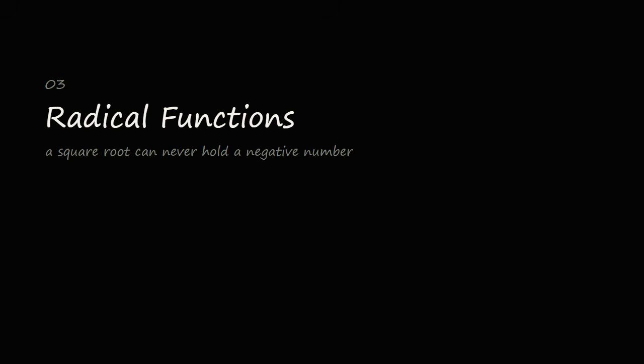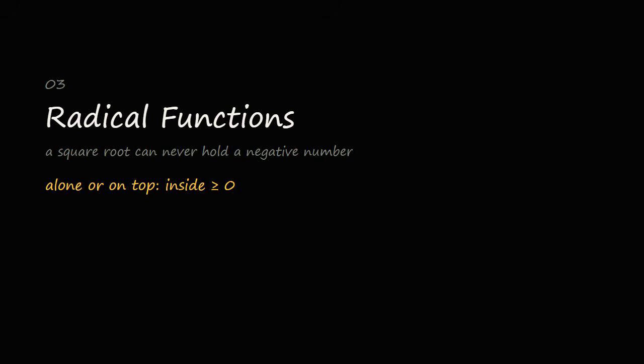Our last category is radical functions, functions with a square root. Here's the key fact you need. A square root asks the question, what number times itself gives me this value underneath? Since squaring any real number always gives a non-negative result, there is no real number whose square root is negative. In other words, you can never take the square root of a negative number and get a real answer. So the rule is, whatever is underneath the square root sign must be 0 or greater.